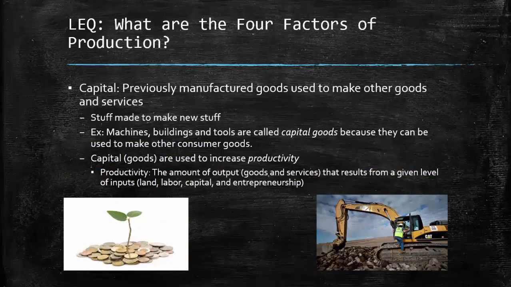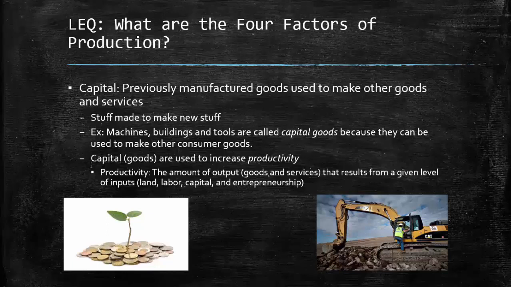Now, capital. Here's the one that students tend to have the most difficulty with. Land and labor is very simple. Capital, it takes a little bit longer to wrap your minds around. So here is the economics definition of capital. It is previously manufactured goods used to make other goods and services. And in Mr. Jarrett's way of simplifying things, capital is stuff made to make new stuff.